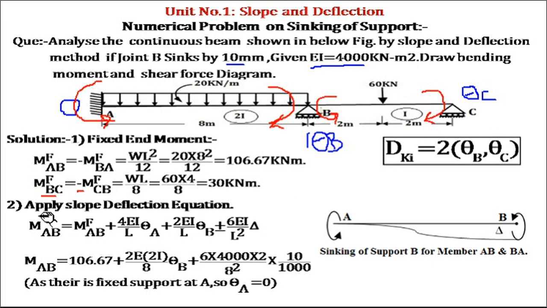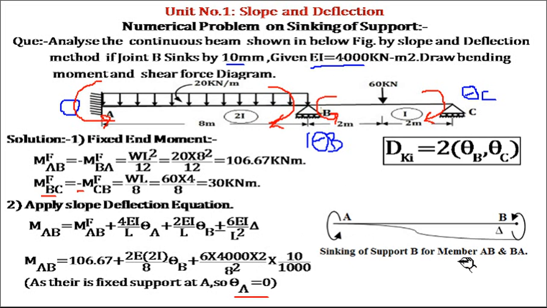Now next step is to apply the slope and deflection equation for the first member AB. So this is the slope and deflection equation for the member AB. That is MF AB plus 4EI upon L theta A plus 2EI upon L theta B plus minus 6EI upon L square delta. Now here the fixed moment in member AB is 106.67. So at joint A, fixed support is there, so the value of theta A will be equal to 0. So this fixed support will not allow the rotation.